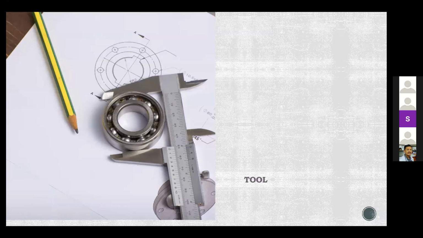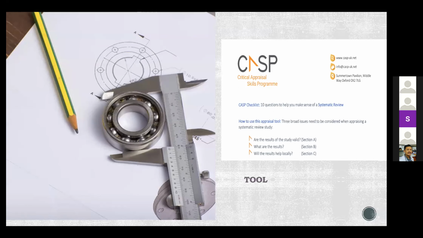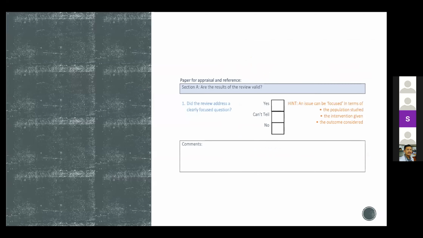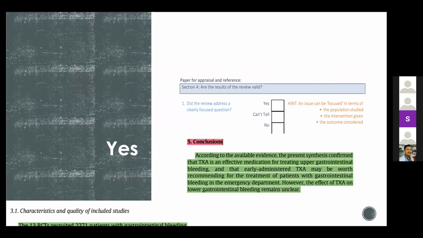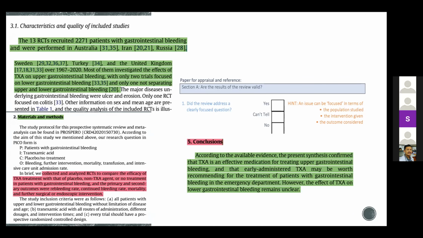According to Sarah, I have chosen this tool for today's presentation: the Critical Appraisal Skills Programme. Question one: did the review address a clear focused question? Our question was, can we use tranexamic acid in gastrointestinal bleeding or not? So I think they have made a good question for this, and I say yes. I've already explained the conclusion, but the conclusion does not mean yes or no.